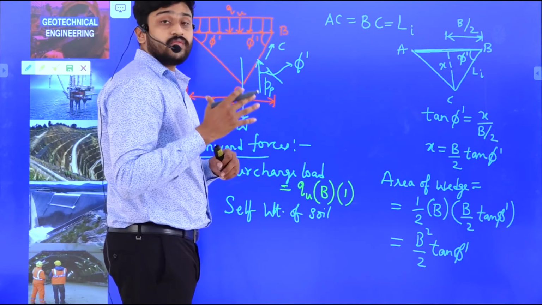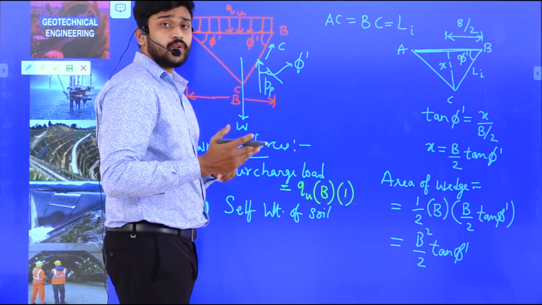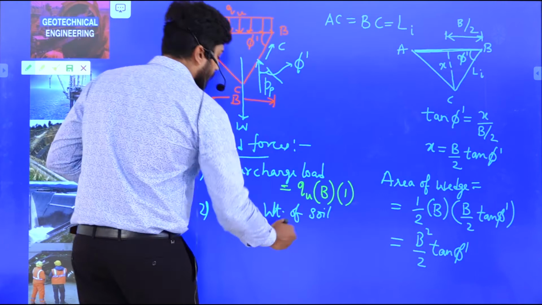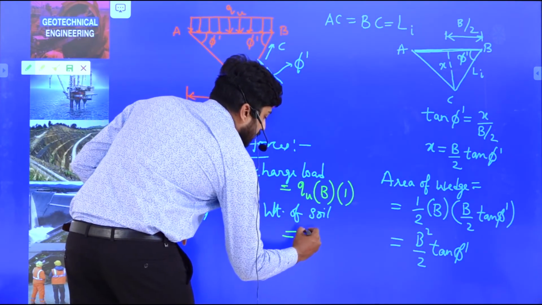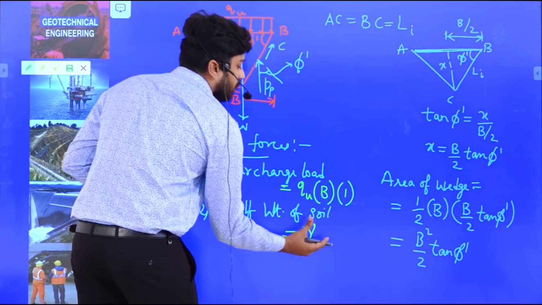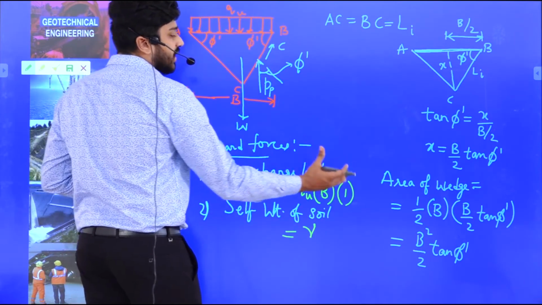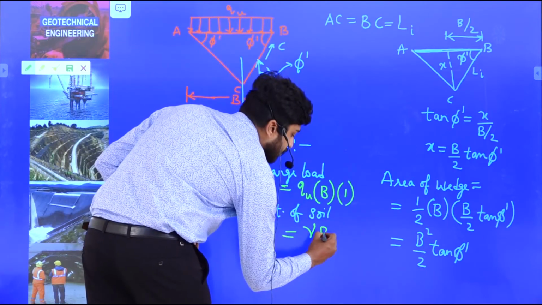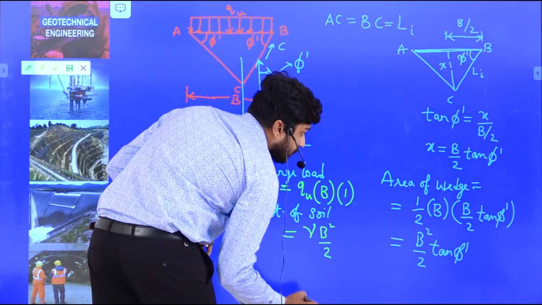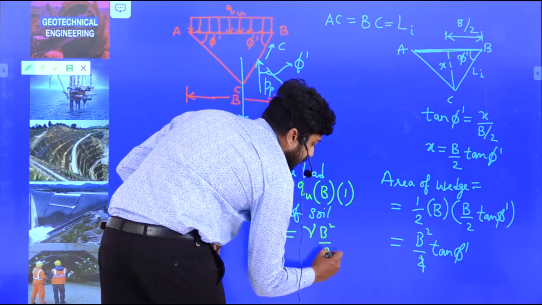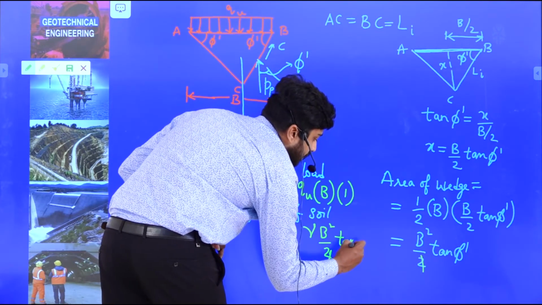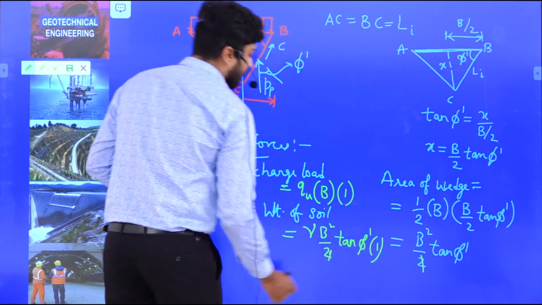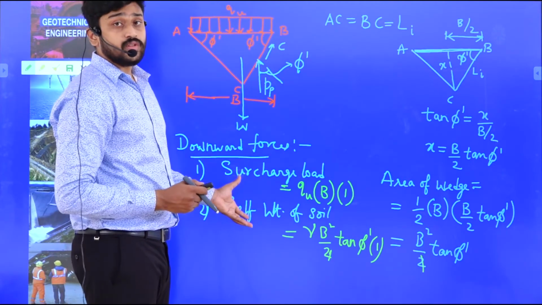So what is the self weight of soil? We know unit weight is weight by volume, so weight is unit weight into volume. So I can clearly write unit weight gamma into the volume. The volume is area into unity, since we have considered only a two-dimensional plane. So it is, sorry, B square by 4 tan phi dash, into 1. So this is how we got the downward forces.